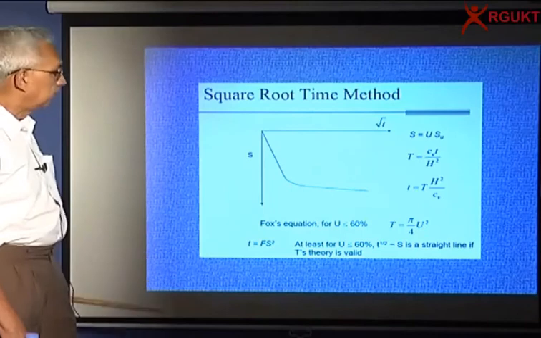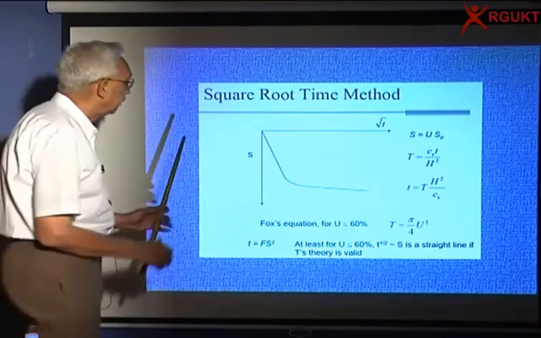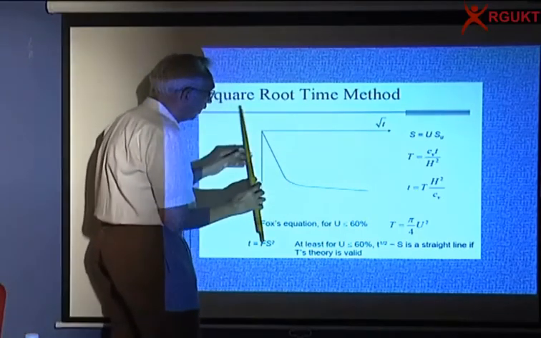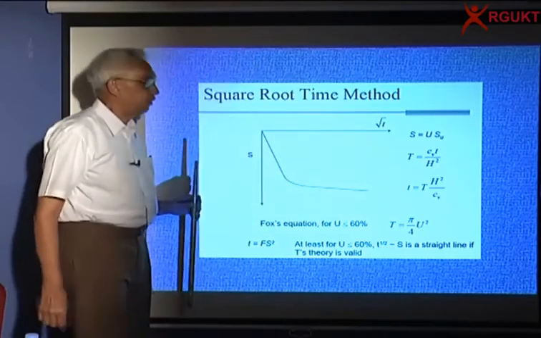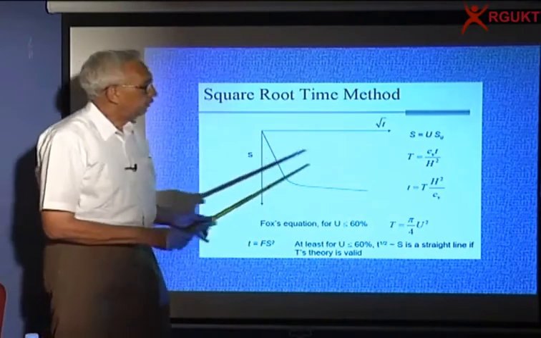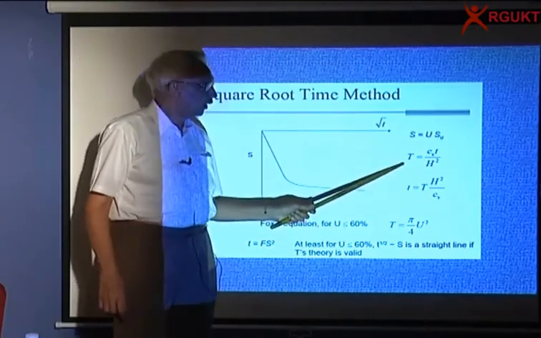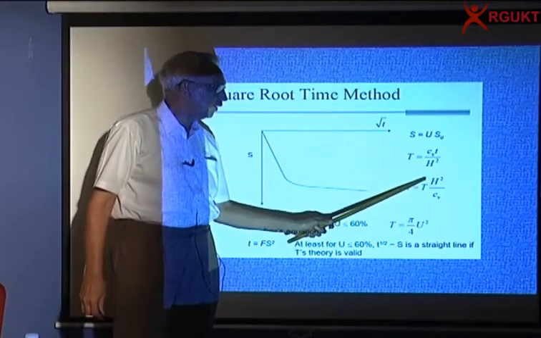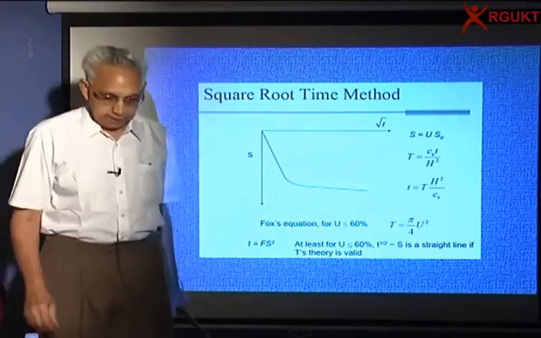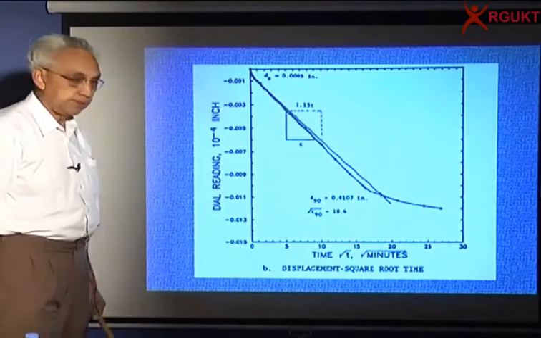If you now plot with respect to square root of time, you get a straight line here, and then the curve decreases and becomes flat very easily. So if I define T as equal to Cv t by h square, time is equal to time factor into h square by Cv. Okay, so now let's look at Taylor's method.